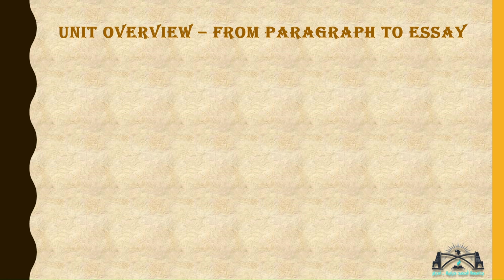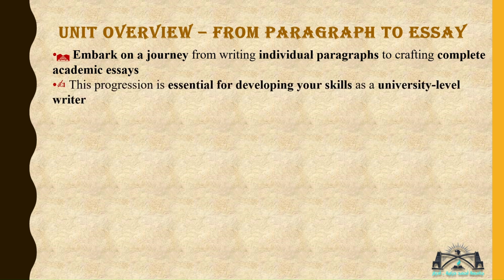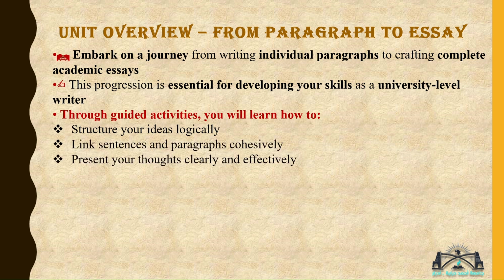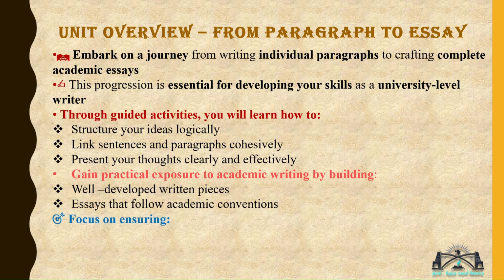Welcome to Unit 1, from paragraph to essay. In this unit, you will move from writing individual paragraphs to crafting full academic essays. This transition is essential for developing your skills as a university-level writer. Through guided activities, you will learn how to structure your ideas logically, link sentences and paragraphs smoothly, and build cohesive, well-developed academic texts. You will also gain hands-on practice applying academic conventions with a focus on clarity and formality.